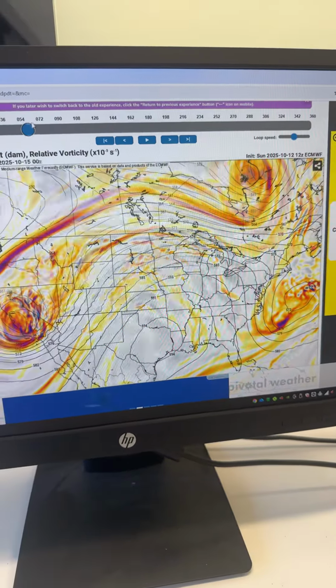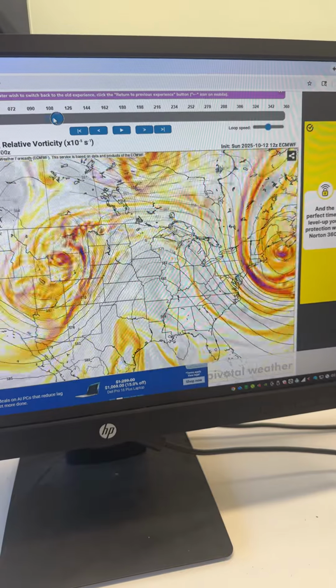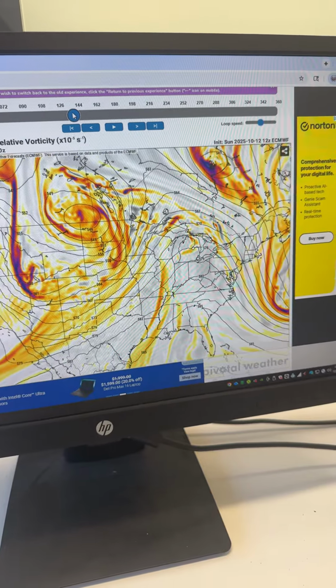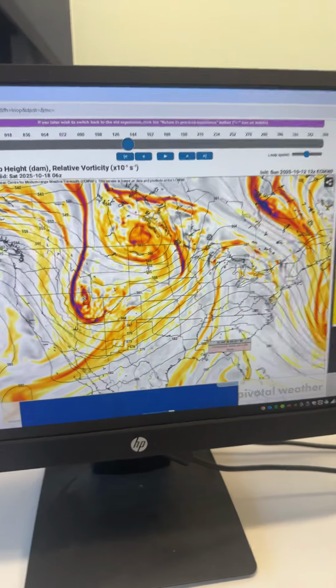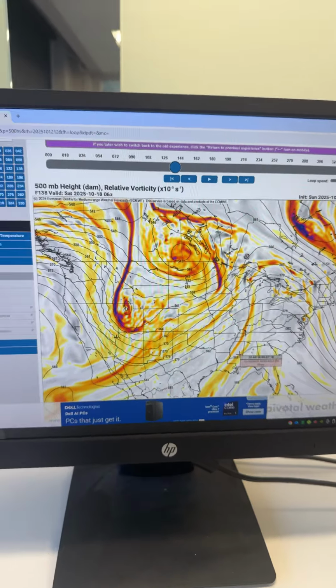We're actually in a bit of a ridge right now. And as we keep moving forward, we see not much is going on. We get a few little bits of vorticity as we head towards this weekend. So maybe that could indicate a chance of some showers.